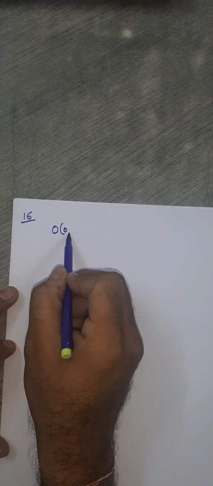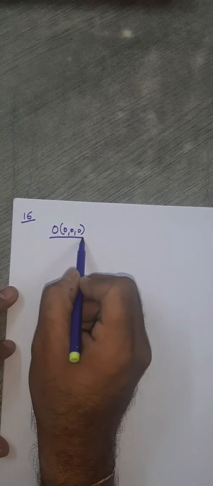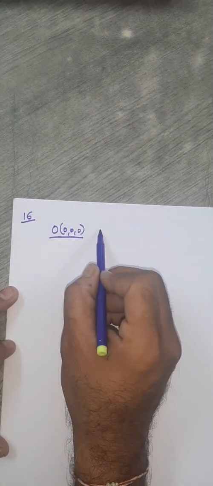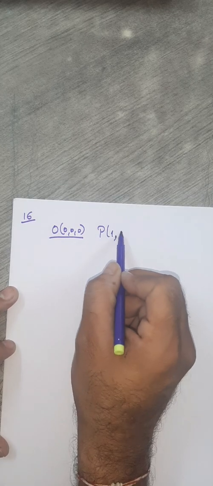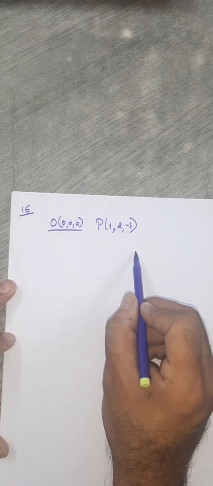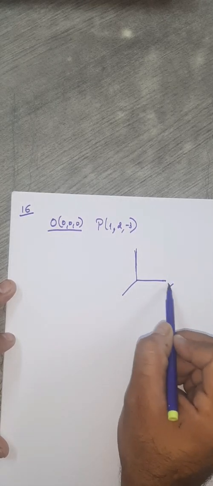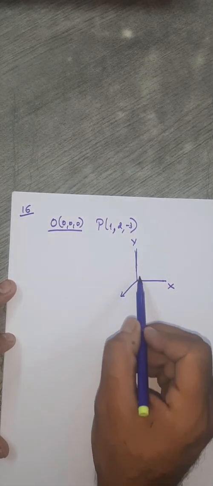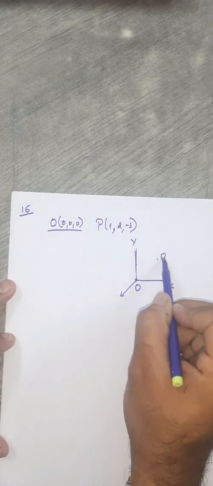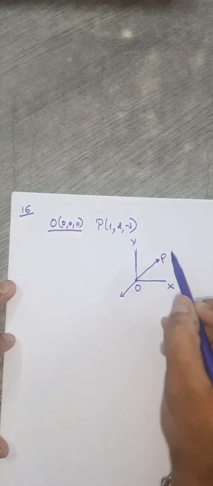So in the 16th question, you are given the origin 0, 0, 0 and the point P, you are given 1, 2, minus 3. Find the equation of the plane through P and perpendicular to OP. Okay, so let's consider 3 coordinate axes. You will realize what the question says. This origin, this point P, so this is vector OP.